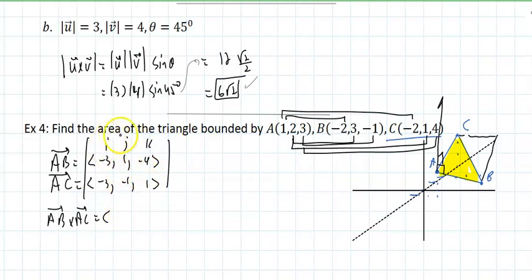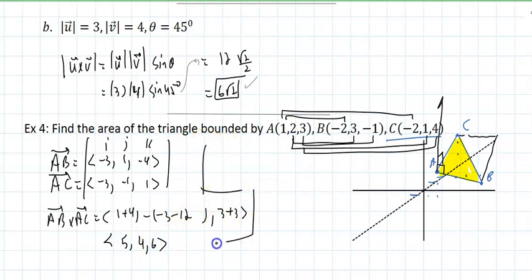The i component, 1 plus 4. The j component, negative 3 minus 12. And the k component, 3 plus 3. So this is actually a 5, a 4, and a 6.